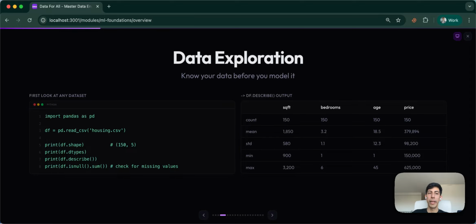First thing, you load your data and look at it. The shape tells you rows and columns. Info shows you the types and missing values. Describe gives you the statistics for every numerical column. Here we have a housing dataset with 150 rows and 5 columns. 4 numeric, 1 categorical. No nulls, which is nice. And look at the describe output. Price ranges from 100K to 625K. Average around 380K. Square feet goes from 900 to 3200. This takes 30 seconds and tells you what you are working with. So yeah, it's very insightful.